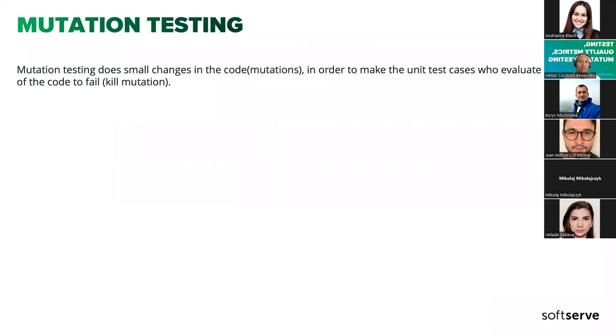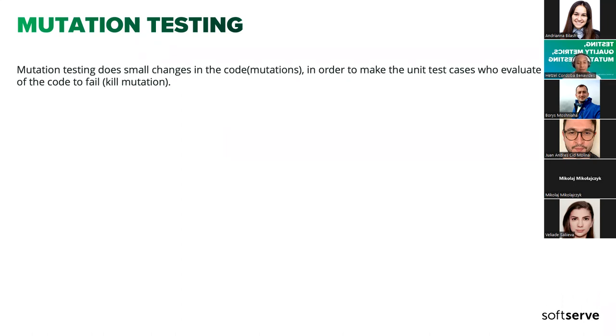Because sometimes in some projects, they tend to replace the coverage metric with the mutation testing output. But no, that's not the best practice. The best practice is to have the two metrics working together. And I'm going to show you why that is.